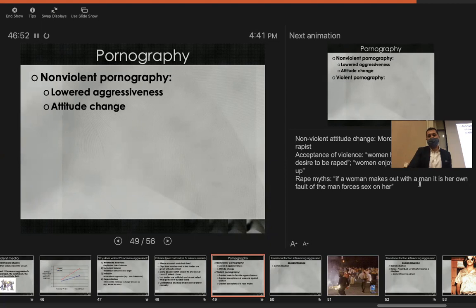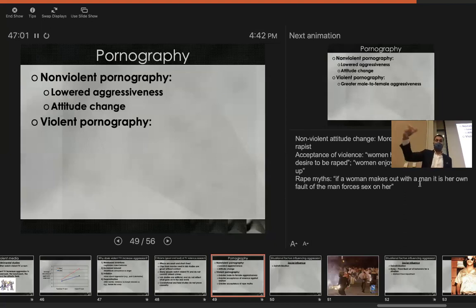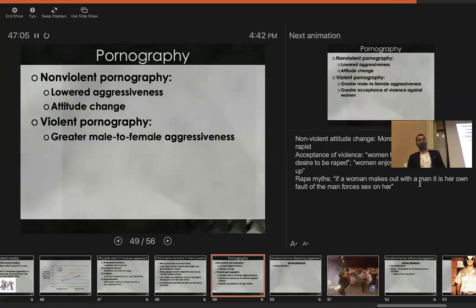If you look, though, at violent pornography, those effects tend to be pretty negative overall. So violent pornography, in particular, where violence is being portrayed against women, this did lead to an increase in aggressiveness. And particularly, it led to an increase in male to female aggressiveness. So if in the violent pornography, men were shown being violent against women, that did increase men's tendencies to behave violently towards women among these participants as well. So it had that negative behavioral change.